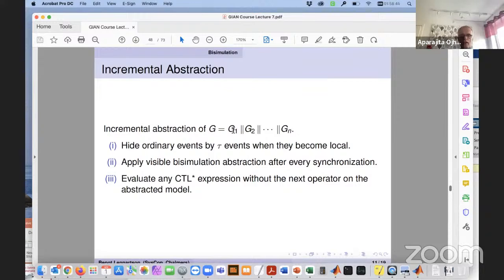And then I synchronize, say, model G1 and G2. And then maybe I get some more local events that are shared between 1 and 2, but not with the rest of them. It means that when I synchronize 1 and 2, I get more tau events, and I can make further reduction, further abstraction. And then you can continue in any order between these different models and synchronize more and more and abstract more and more. And in the end, quite often you get an extremely small model.